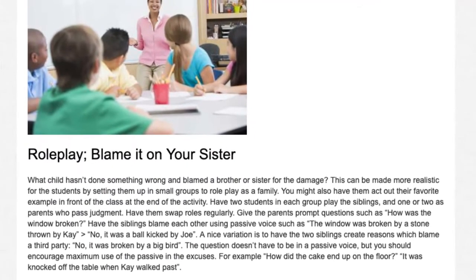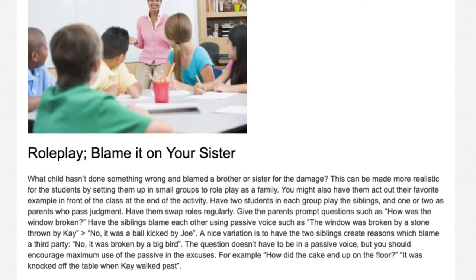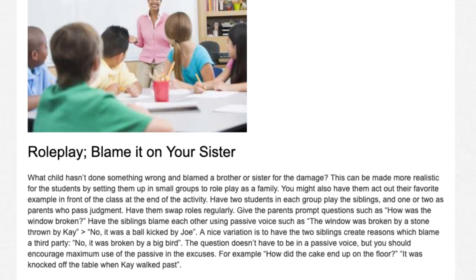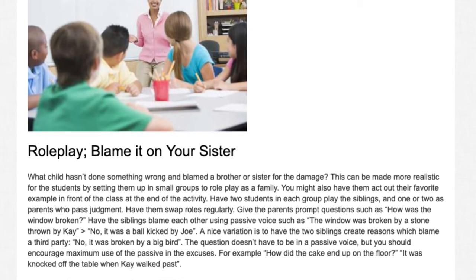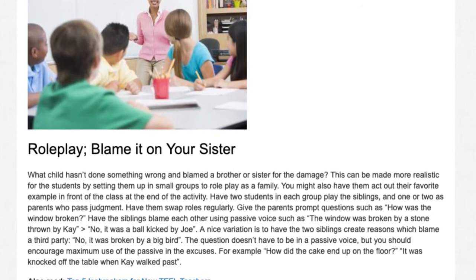Role play: blame it on your sister. What child hasn't done something wrong and blamed a brother or sister for the damage? This can be made more realistic for the students by setting them up in small groups to role play as a family. You might also have them act out their favorite example in front of the class at the end of the activity. Have 2 students in each group play the siblings and 1 or 2 as parents who pass judgment. Have them swap roles regularly.